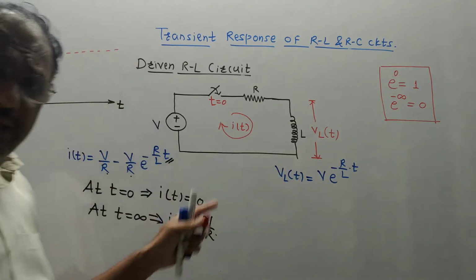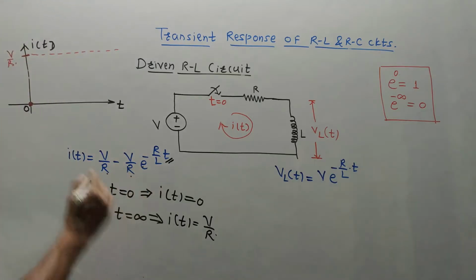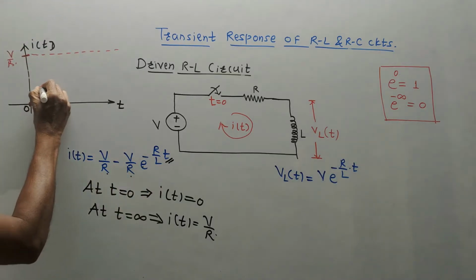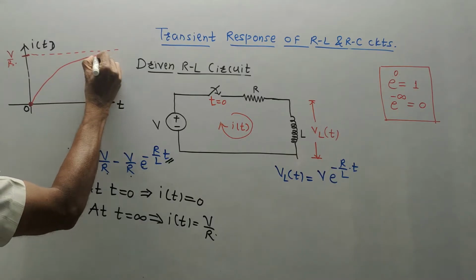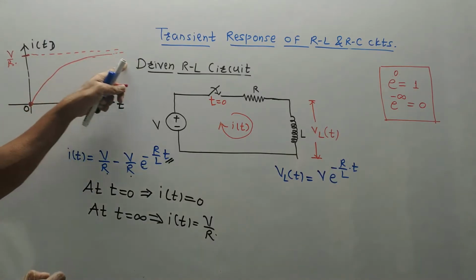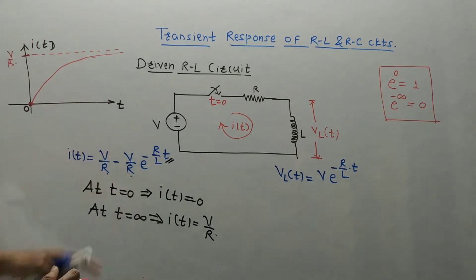Now every graph is exponential because it contains the term e raised to something. So draw the graph directly like this exponential graph, and it will touch this line of V by R at infinity. So the nature of the graph is like this. Very simple, you just have to put these two values.